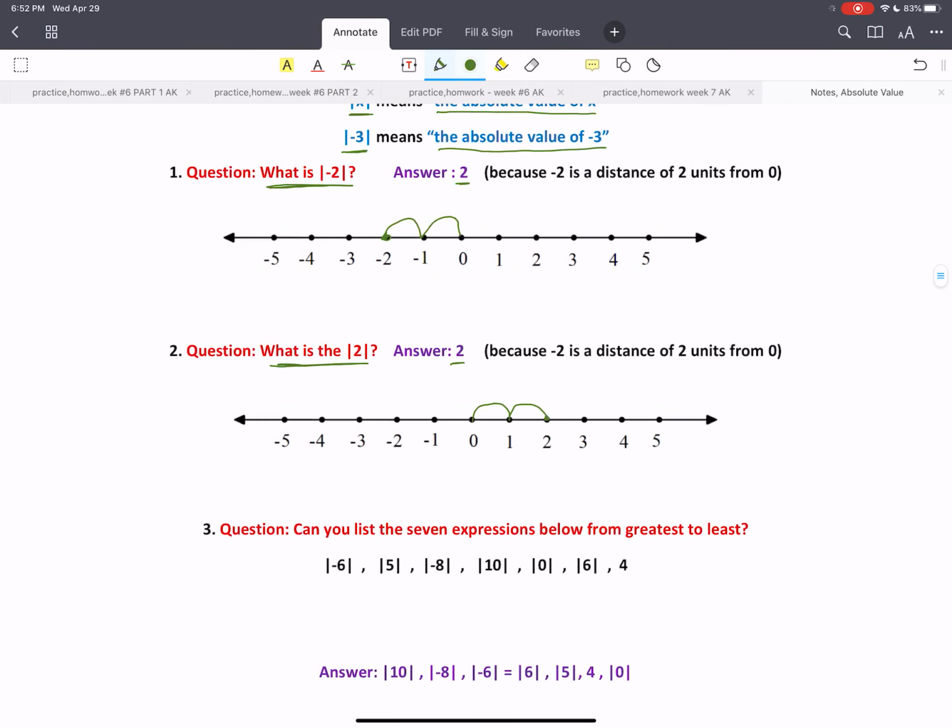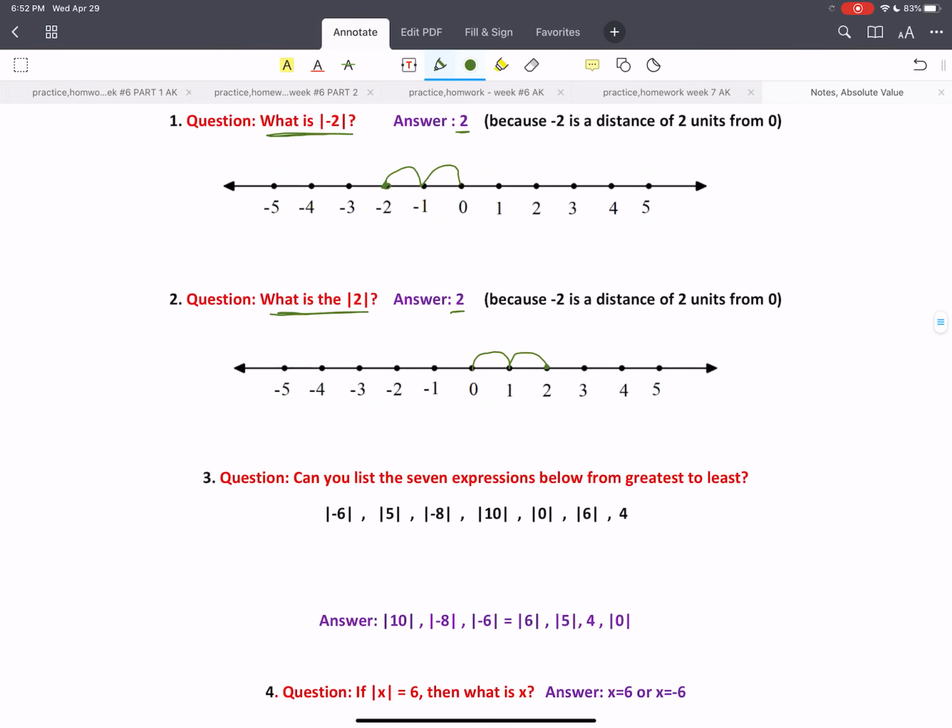Can you list the 7 expressions below from greatest to least? Well, the absolute value of -6 is +6. The absolute value of 5 is 5. The absolute value of -8 is 8. The absolute value of 10 is 10. The absolute value of 0 is 0. The absolute value of 6 is 6. And 4 is just 4.